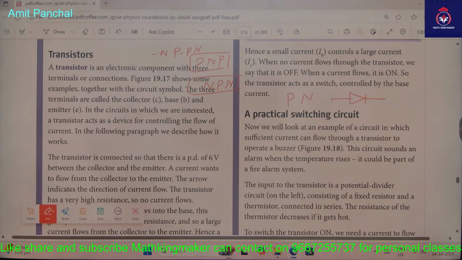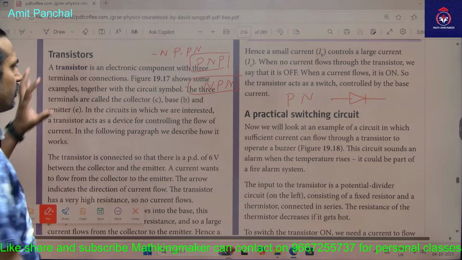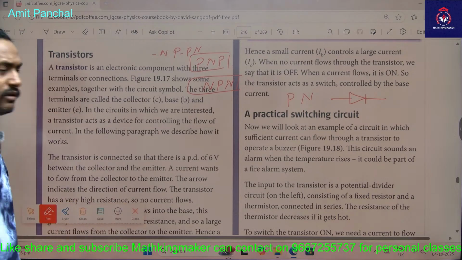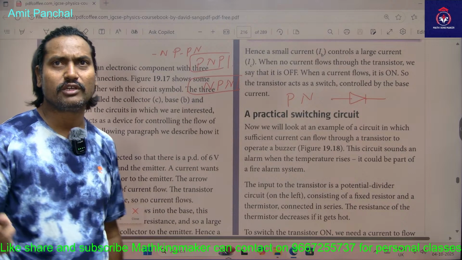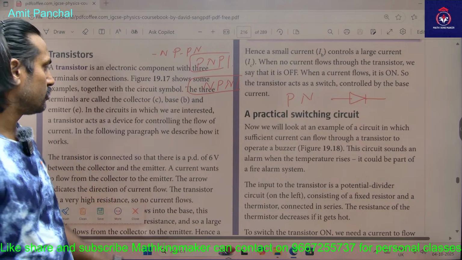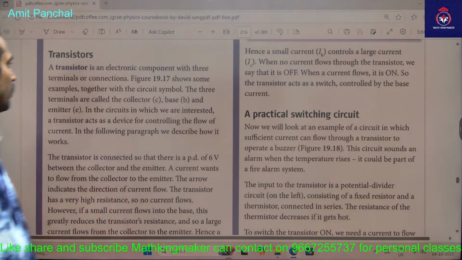Sir, but what exactly does a transistor do? Transistors divide, basically it's a potential divider. It divides potential and current as well, and it also controls the potential and current in a circuit. So we'll understand it, no worries.